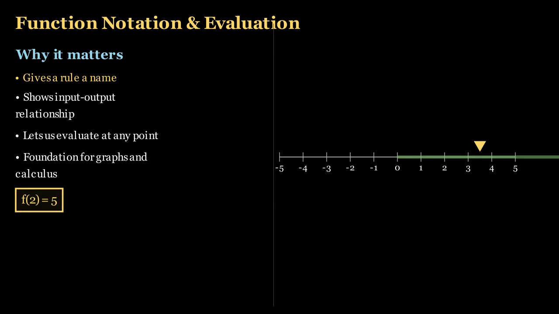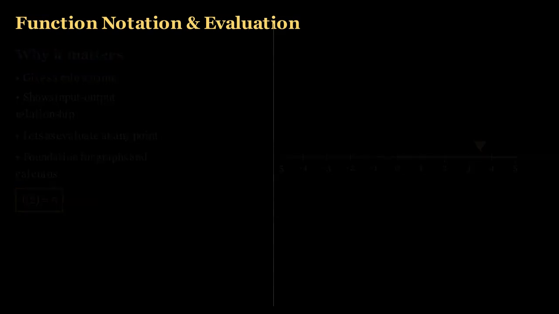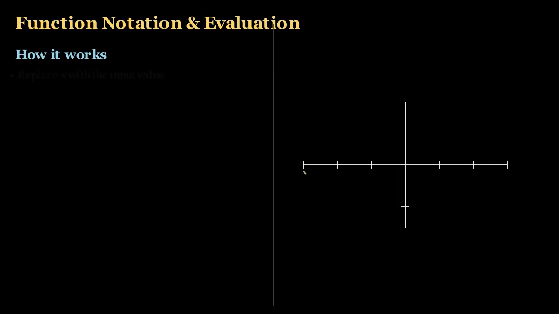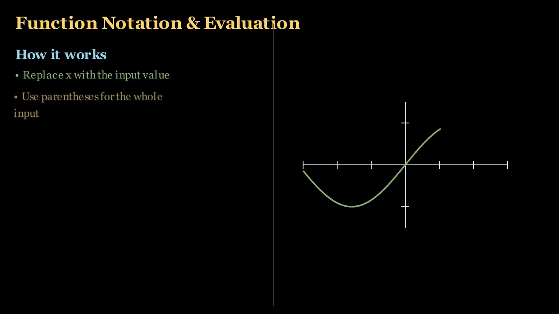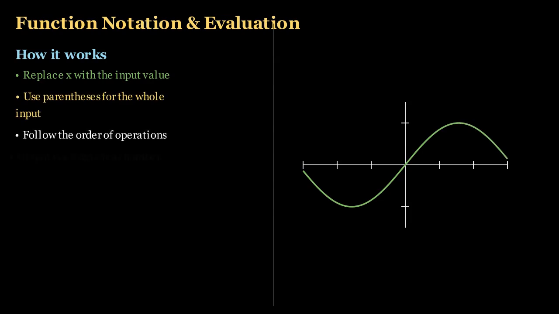Evaluating a function is like following a recipe. The expression after the equal sign tells you what to do with x. To find f of 2, you literally replace every x you see with the number 2. If the input is more than just a number, like a plus h, you must put the whole input in parentheses. This is a common mistake. So f of a plus h means you substitute the entire quantity a plus h wherever you see x.